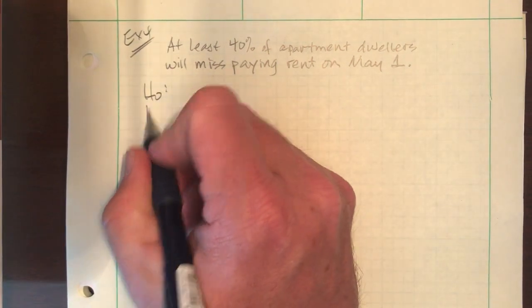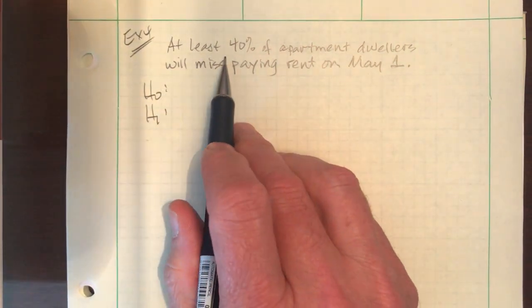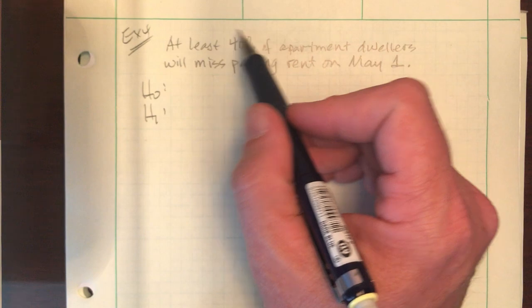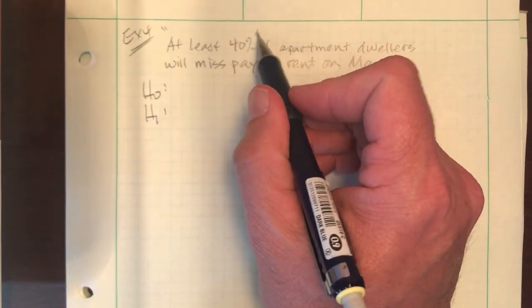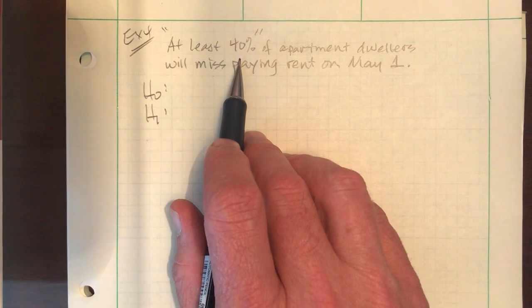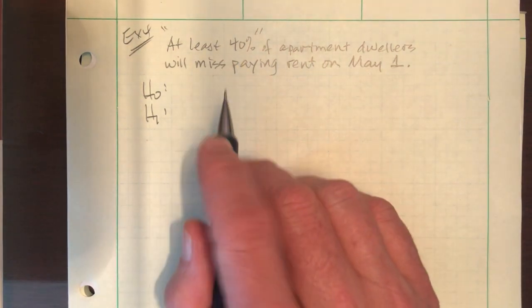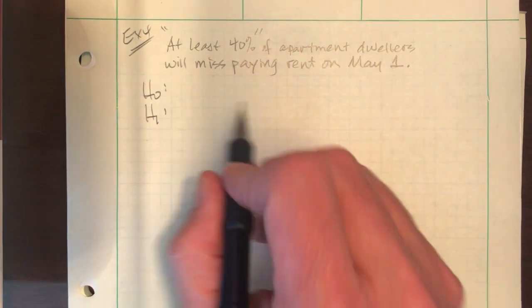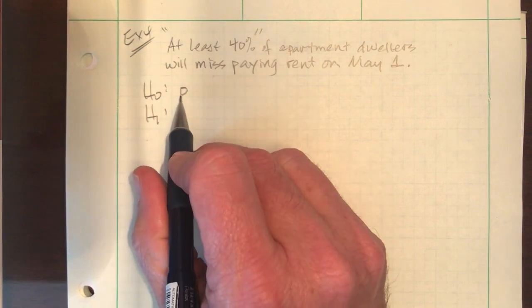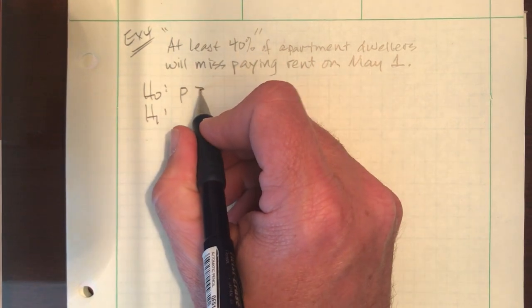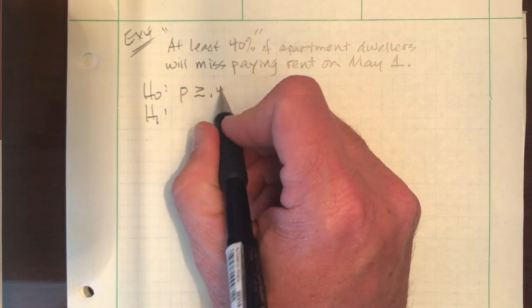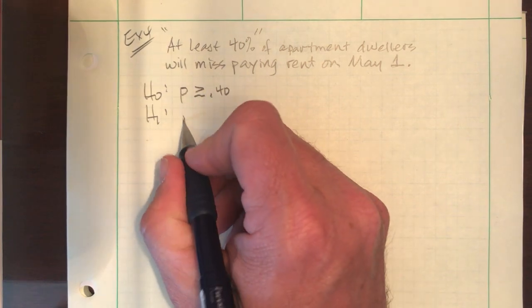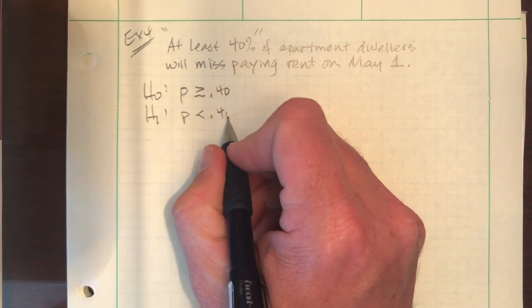Start with null and alternative. At least 40% of apartment dwellers will miss paying rent on May 1st. Well, let's take this phrase, at least 40%. Does that phrase include the equal sign? When I hear the phrase at least 40, what that means is 40 or more. So yes, it includes 40. So that actually belongs in my null. 40 or more is p greater than or equal to 0.40. The complement of this is p just less than 0.40.